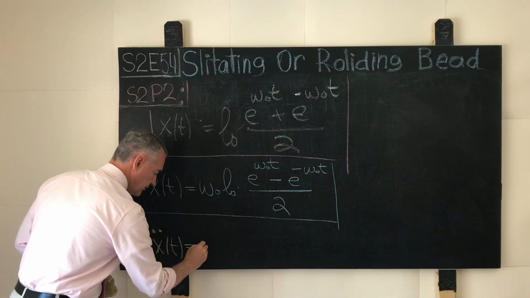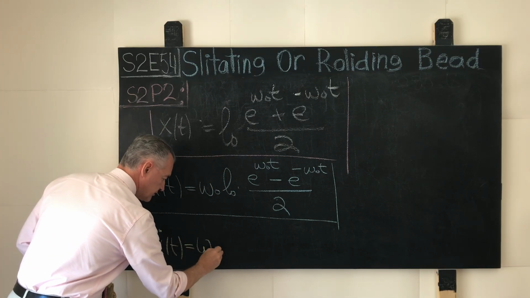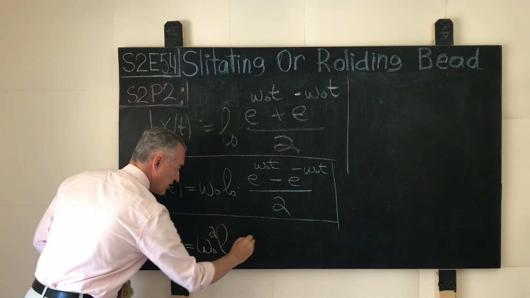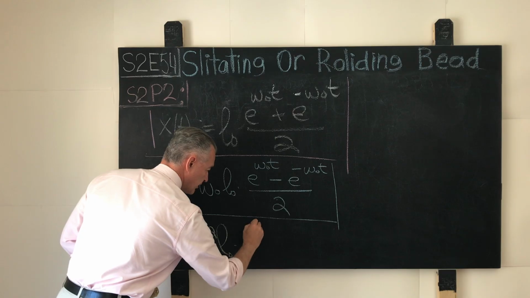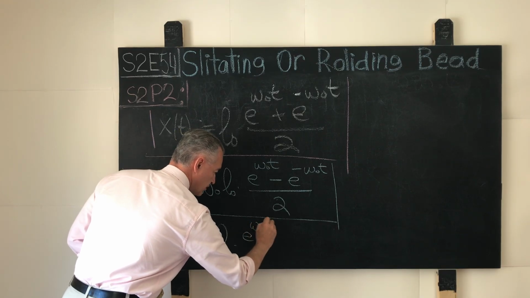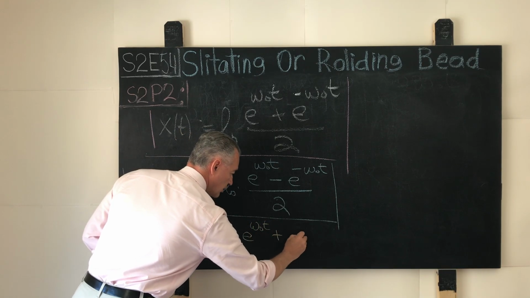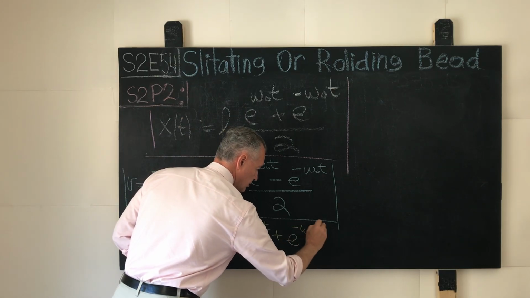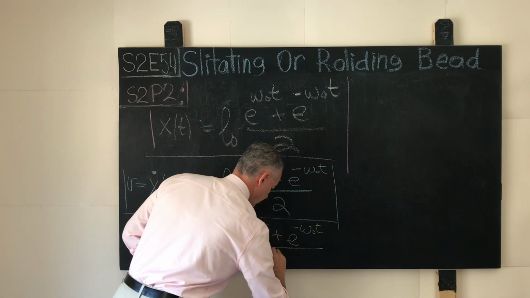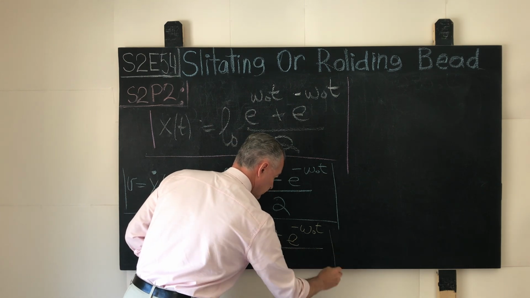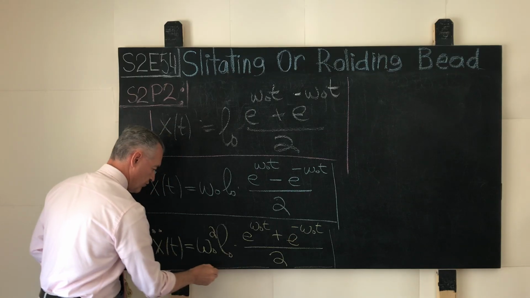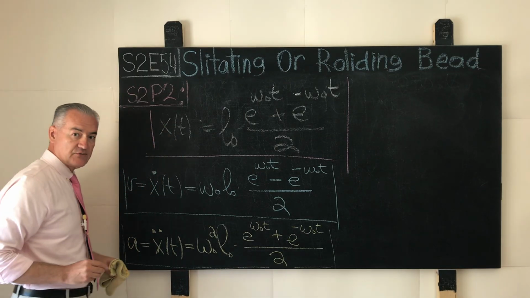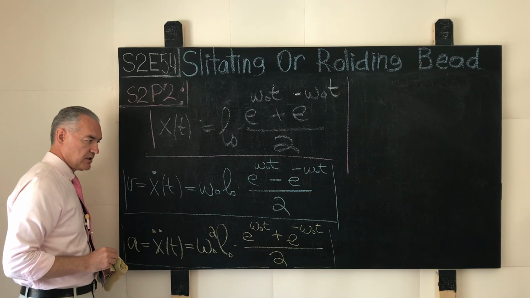So we will have here omega 0 squared L0 times, let's write down the exponents carefully, e to the power omega 0 t plus e to the power minus omega 0 t, the whole thing divided by 2, and this is our result for the acceleration of the bead relative to the absolutely rigid and massless rod.